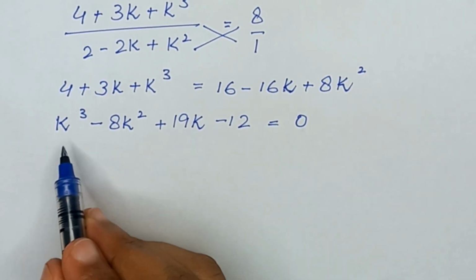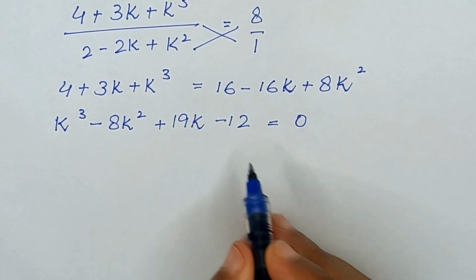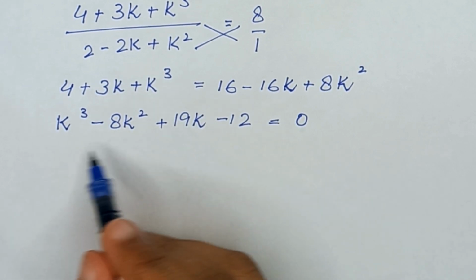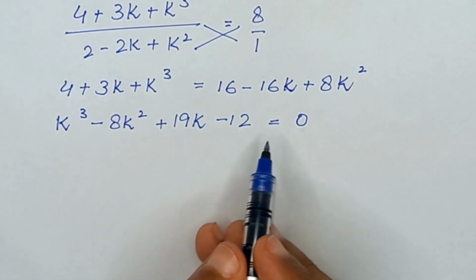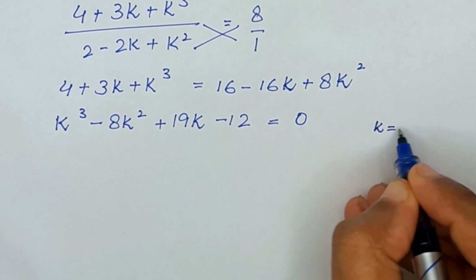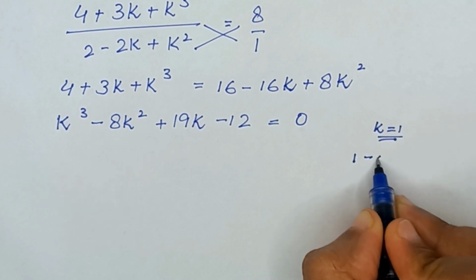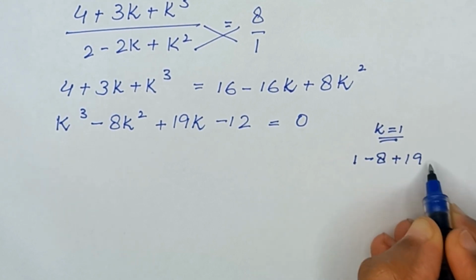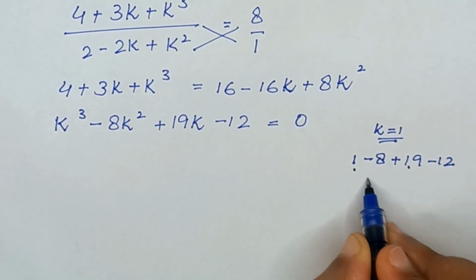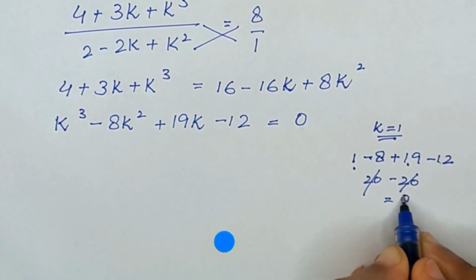Now you can see that it is a cubic equation, so we can solve it by the rational root theorem. First of all, we will substitute different values here and check which values satisfy this equation. So first I will substitute k is equal to 1. It will be 1 minus 8 plus 19 minus 12. So 19 plus 1 will be 20, and minus 8 and minus 12 will be negative 20, so it will cancel out and be equal to 0.